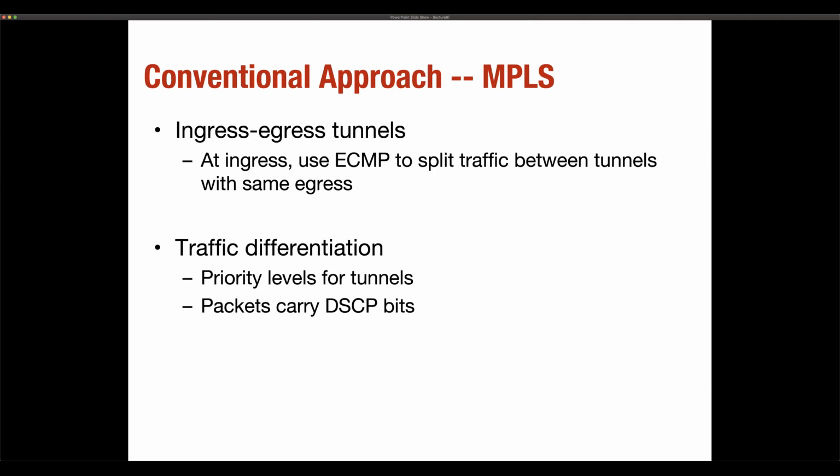It does support some traffic differentiation, so you can set priority levels for different types of tunnels. The packet itself can also carry DSCP bits, which help the individual routers at the hops discriminate between packets. So this is what MPLS is and how it is used. MPLS is still used by a lot of networks that have not adopted software-defined networking.